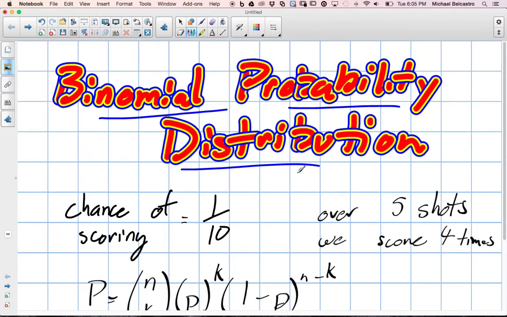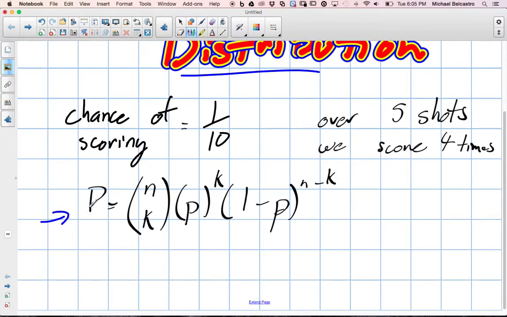Binomial probability distribution. We've been given this formula which calculates the probability of an event occurring. So the chance of scoring: say you score 1 in 10 of your shots, and over 5 shots you're going to score 4 times. That's pretty high. That's scoring almost 100% of the time, even though your probability of scoring is not that great. It's only a 1 in 10.